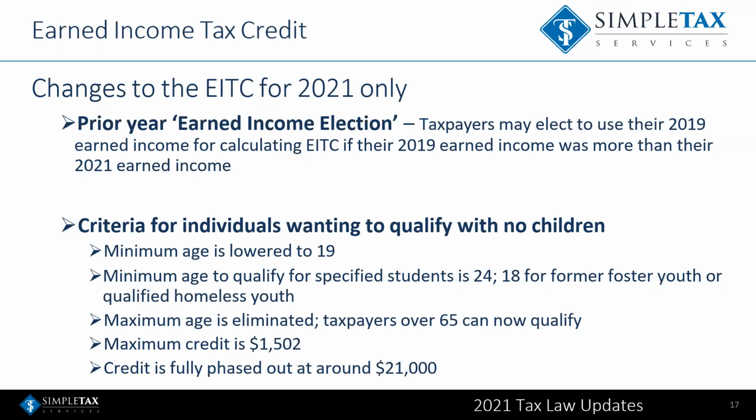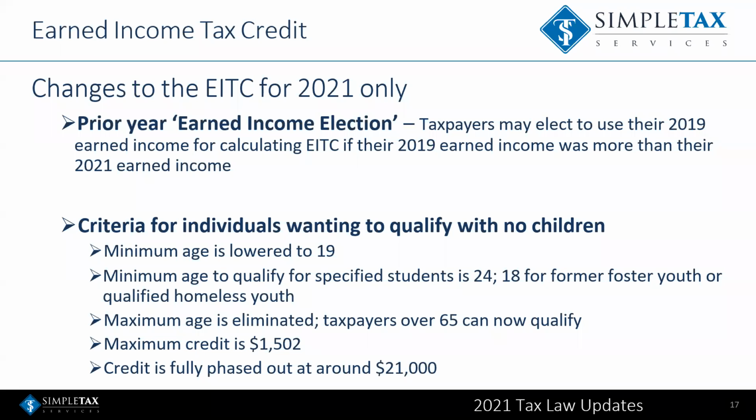An important thing to note here is in 2021, just like 2020, they must have earned income in 2021 to qualify to use the prior year earned income election. So if, for example, in 2021 their only income was unemployment, they would not be able to use this election because unemployment is not earned income. It's passive income. It's unearned income. Okay. So they've adjusted the criteria for individuals wanting to qualify for EIC with no children. The minimum age was lowered from 25 down to 19.